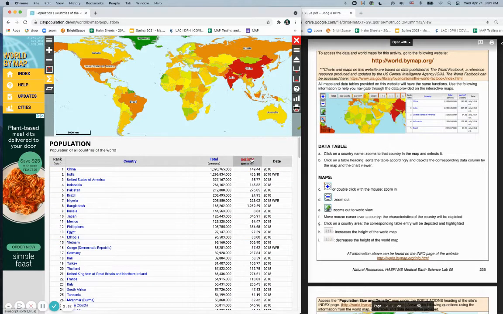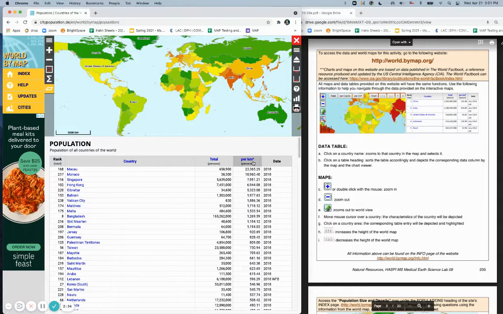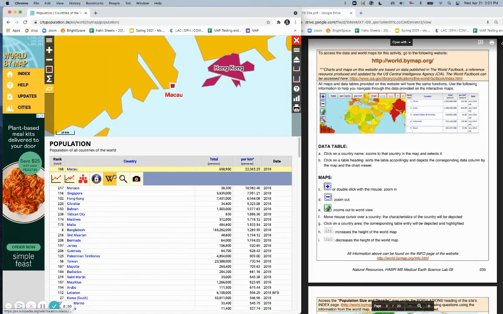And then if you click on this, it will sort it by population density. How crowded are these countries? How many people are there in every square kilometer? So this is a super, super dense country, Macau. And if you want to find out more about Macau, you can click on that and it will show you it's this small country near Hong Kong in Asia.